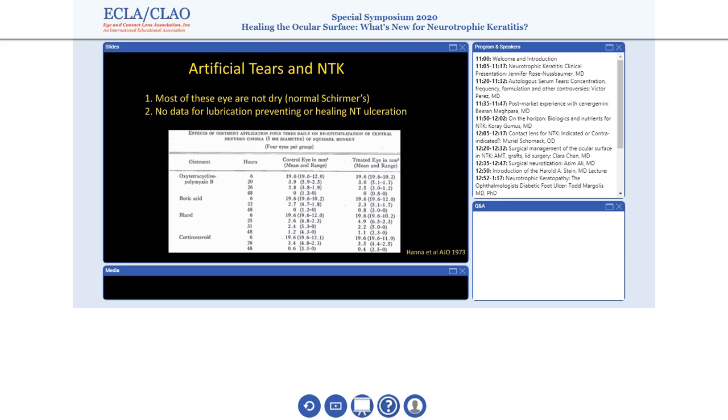I can show you that there is some data on artificial tears and wound healing, and most of the data shows nothing. There is a study done basically on neurotrophic keratopathy in monkeys, in squirrel monkey, and that's presented here. It's back from 1973. Most of the eyes with neurotrophic keratopathy are not dry. They don't have a tear deficiency. And there's no data that I know for lubrication preventing or healing neurotrophic ulceration. Once again, this is in squirrel monkeys, and it shows you that with lubrication, there's no difference in wound healing. This is in monkeys. We're not talking about mice or even rabbits. So if there's better references, I'd love to find them, and if you guys have it, let me know.